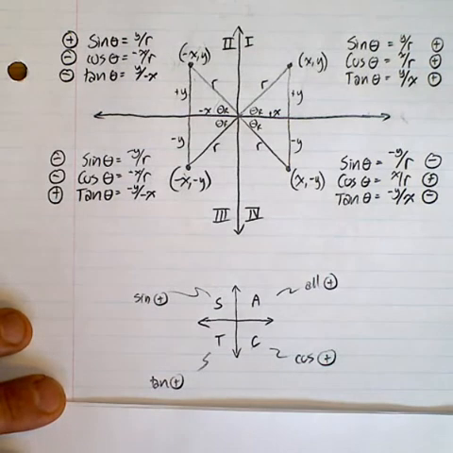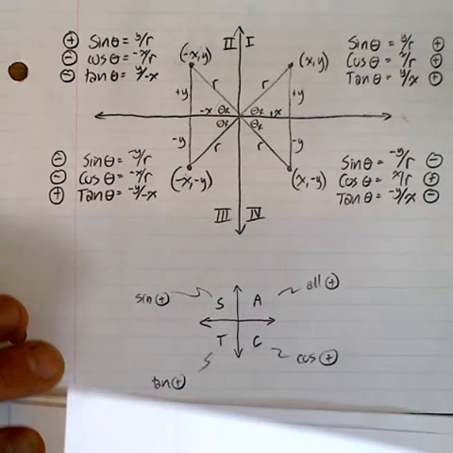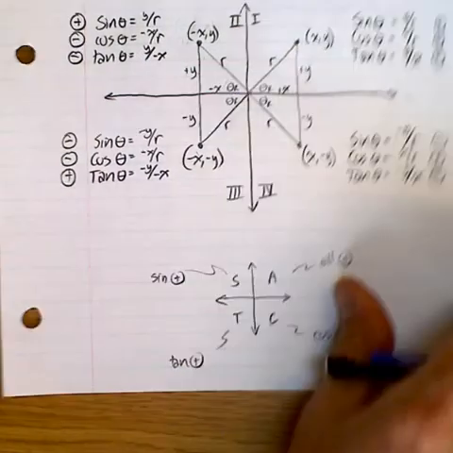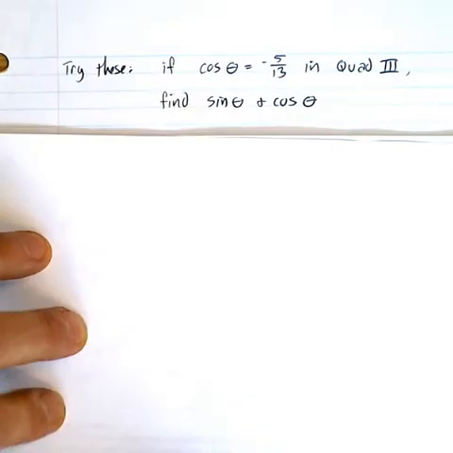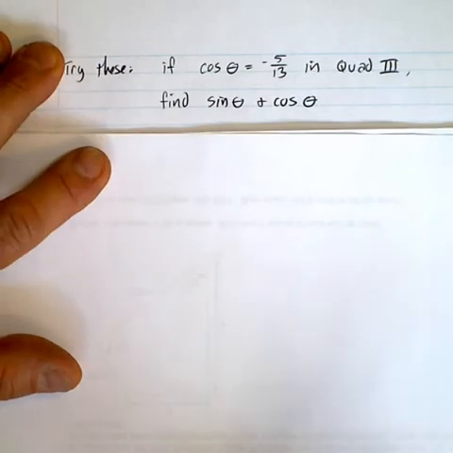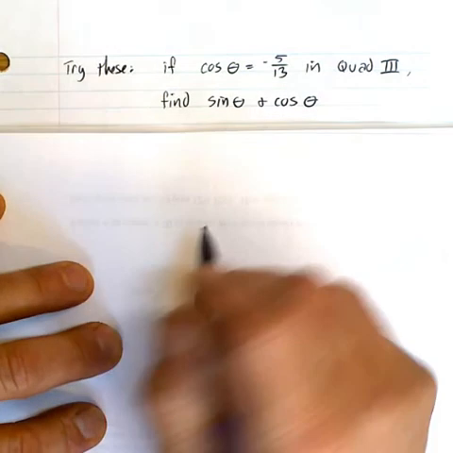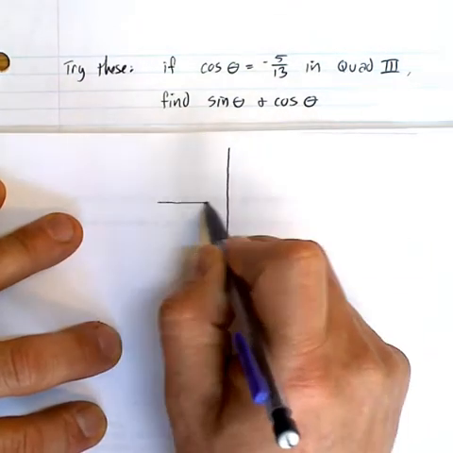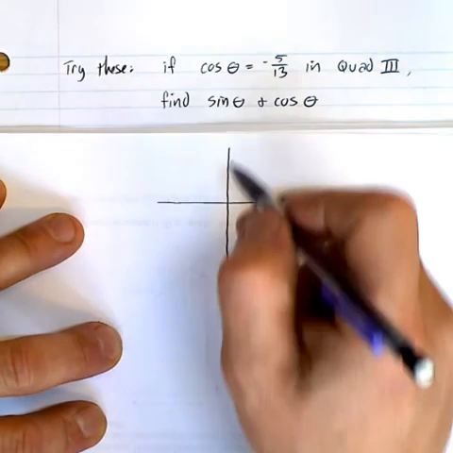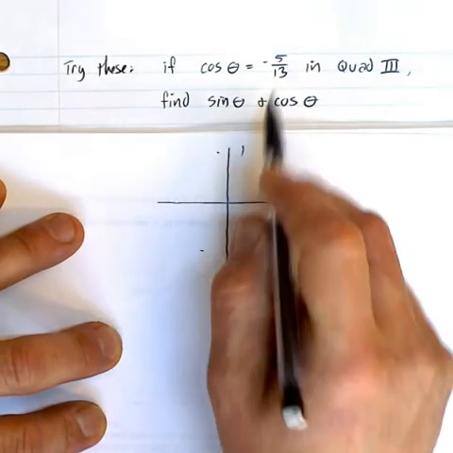So ladies and gentlemen, let's have a look at a couple questions here. Here is one example. If I have cos theta is negative 5 over 13 in the third quadrant, find sine theta and cos theta. What we need to do is sketch it. Okay, 1, 2, 3, third quadrant, 5 over 13.